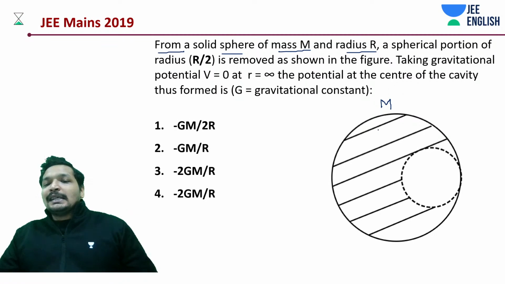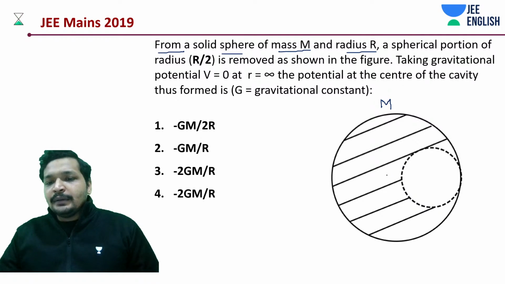So this is mass m and it has some radius r.